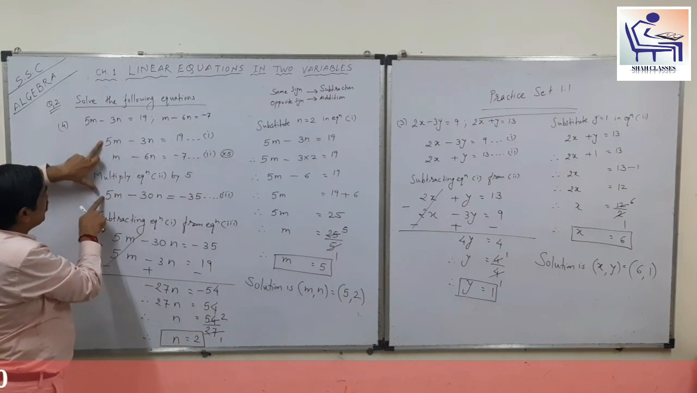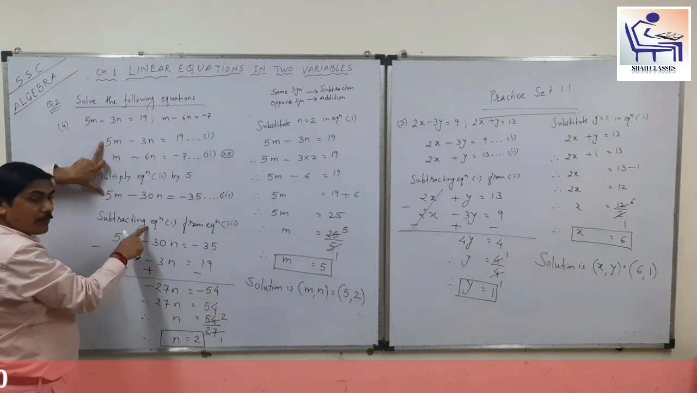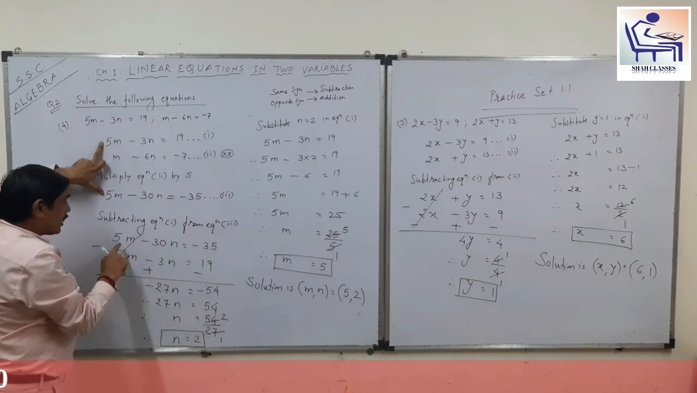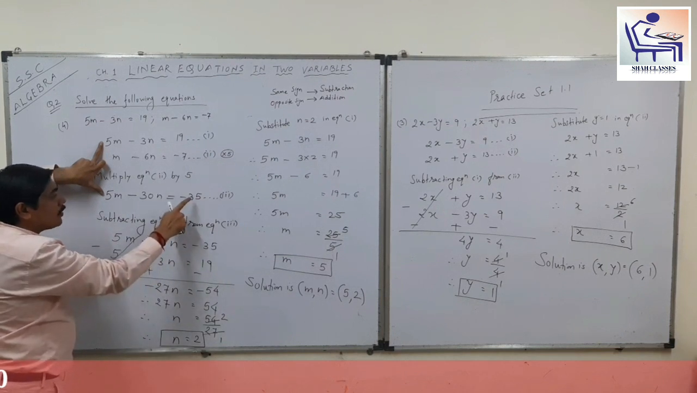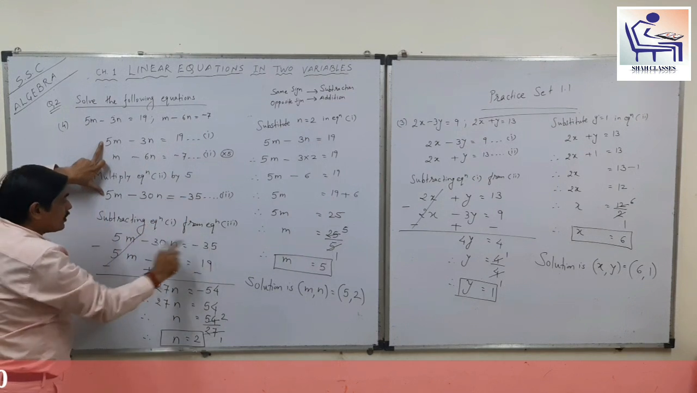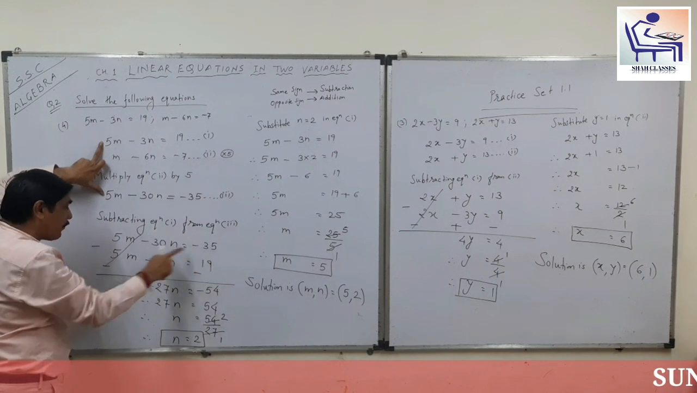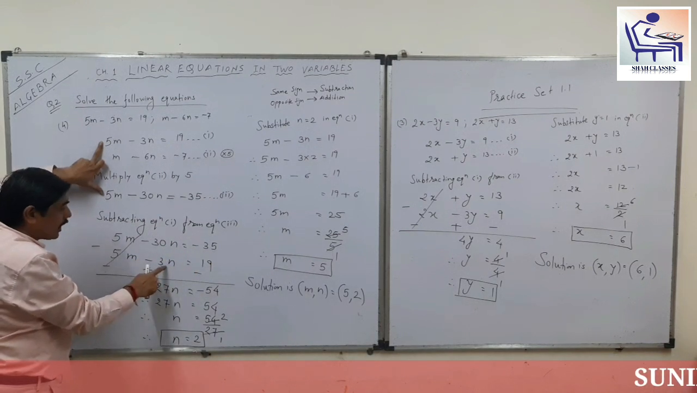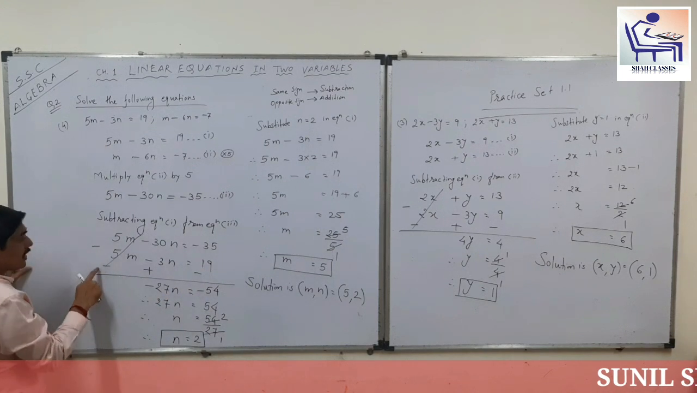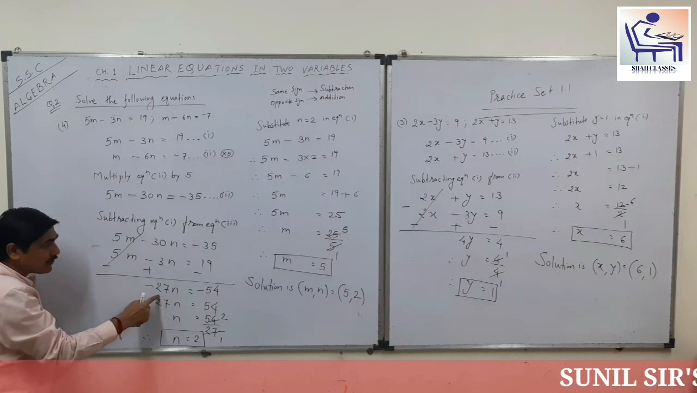Now you notice that both of them are having a positive sign, that is the same sign. So we will go for subtraction. So subtracting equation 1 from equation 3. Here also we notice that minus 35, 19. So we put the 35 on the upper side. So 5m minus 30n is equal to minus 35. And 5m minus 3n is equal to 19. So now, due to the subtraction, we will change the sign. So plus 5m minus 5m gets cancelled. Minus 30 plus 3 is minus 27n.